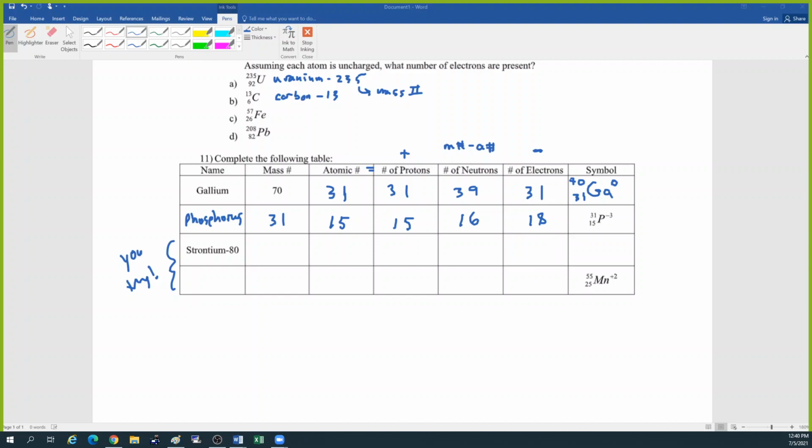Wait, does strontium have any like atomic weight, or like in the second one? Well, that's why I just explained about the name. Yeah, that's the 80, right? Oh, okay.